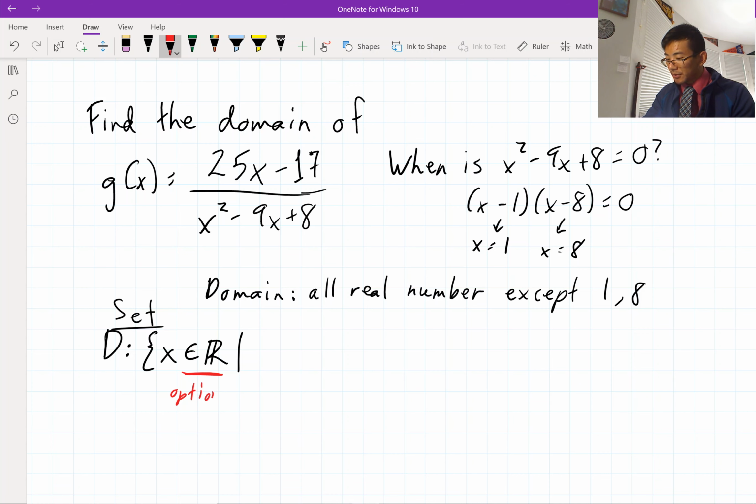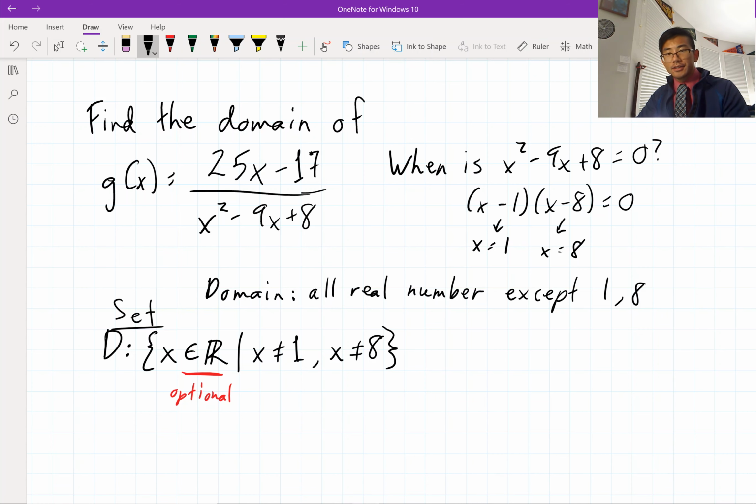And the reason I say it's optional is because unless you're saying otherwise, it's assumed that x is a real number, or whatever the input here is a real number. So that's totally optional, but I'm going to put it there just at least for this example. And then this part, once again, the little bar says such that. So x is any real number such that, well, and then here are the conditions that it has to satisfy. So the only conditions it has to satisfy is that it cannot be 1 and it cannot be 8. And I would just write that like so. x is not equal to 1 and x is not equal to 8.